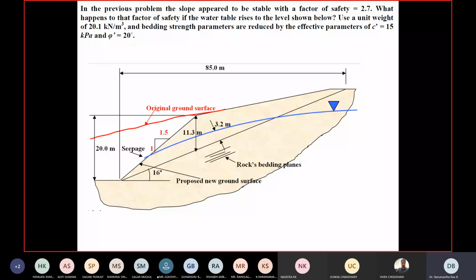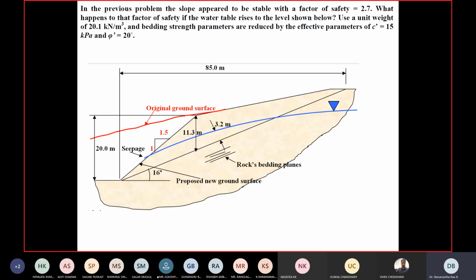Now the same sum. So what happens if there is a potential seepage all along the failure plane? This blue line indicates a potential seepage, or the top phreatic surface, and the maximum height of the phreatic surface from the failure plane is 3.2 meter. So this is exactly the same problem as the previous one. However, in the earlier case, there was no seepage. Now assume that there is a perpetual seepage, or a seepage during the rainy season. Then let us try to understand how the factor of safety increases or decreases because of the seepage condition.